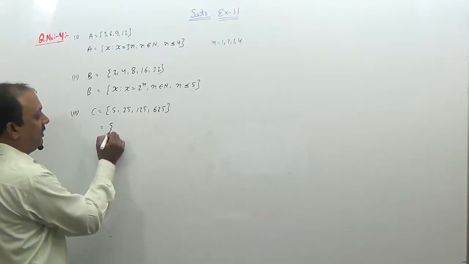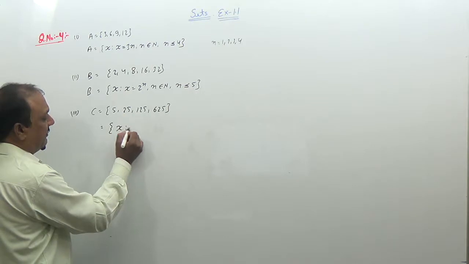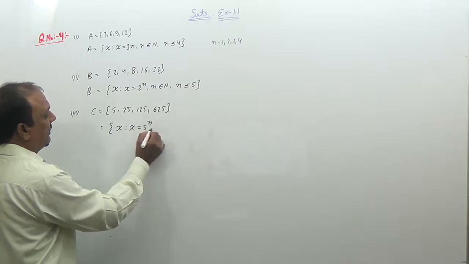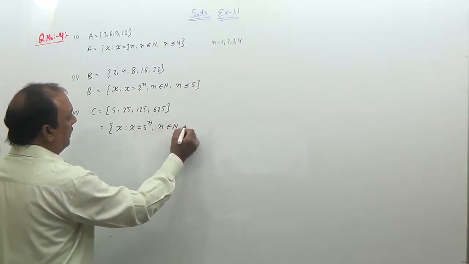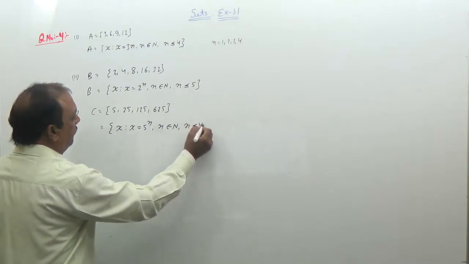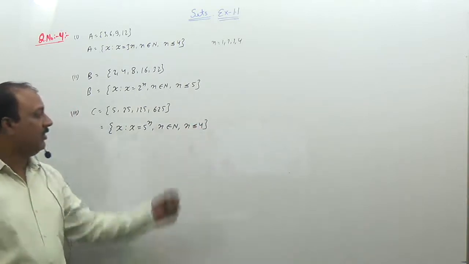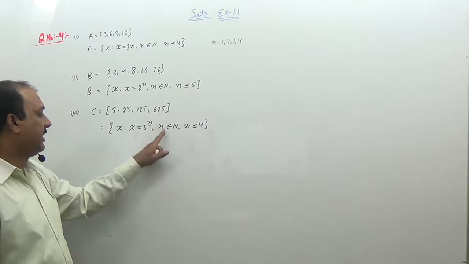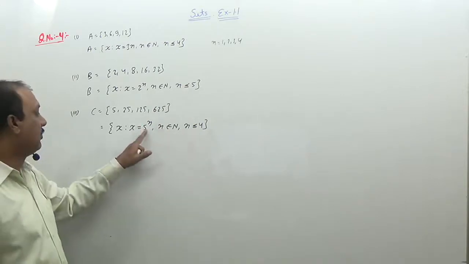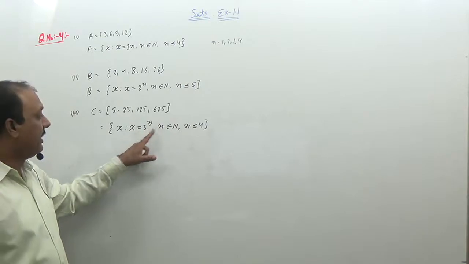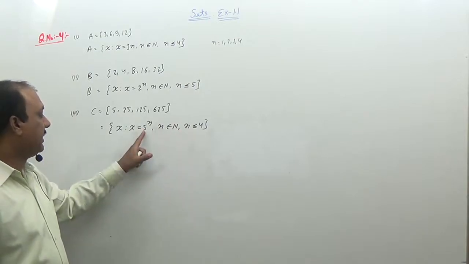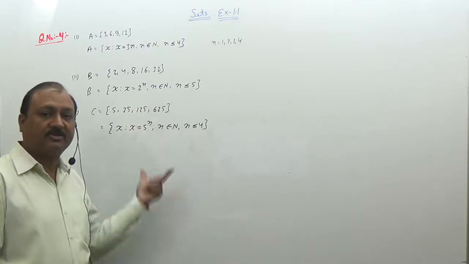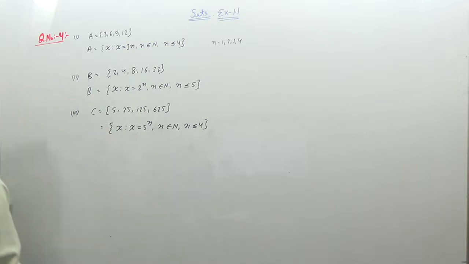So its set builder form we can write as x such that x is equal to 5 raised to the power n, where n is a natural number and n is less than or equal to 4. So this is a set builder form. When we take n is equal to 1, we get x is equal to 5. When we take n is equal to 2, we get 5 square, that is 25. Similarly 5 cube and 5 raised to the power 4. So this is the set builder form of the given roster form.